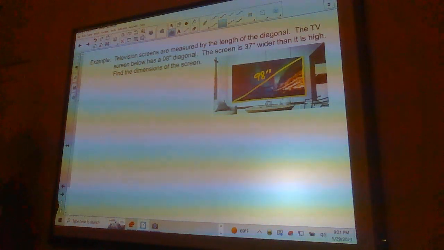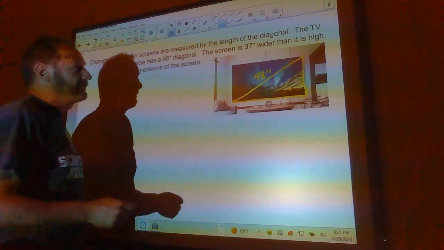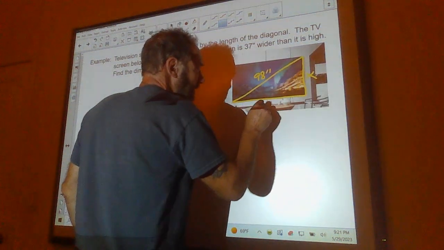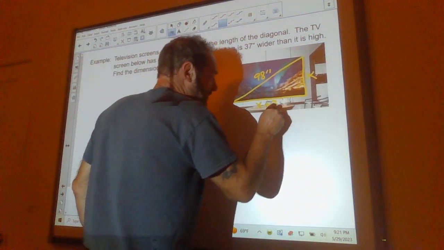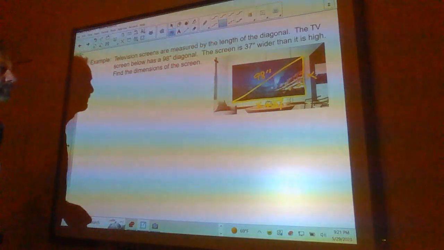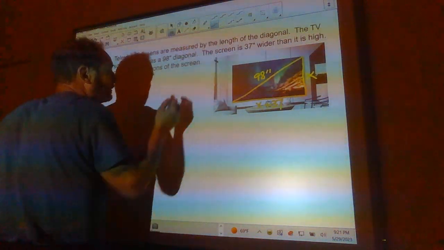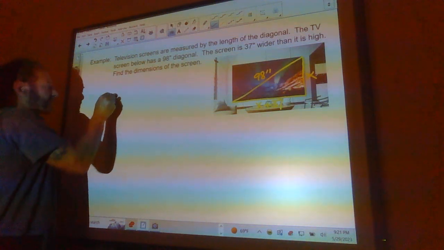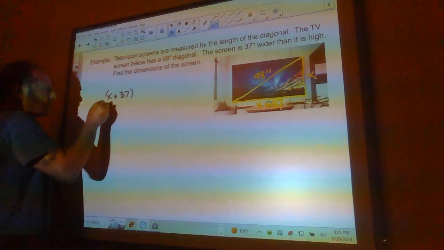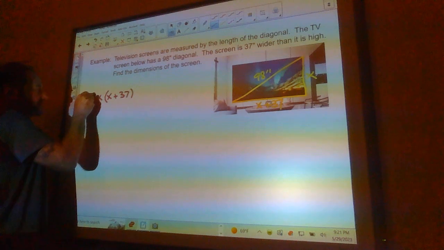Okay? Now, it says the screen is 37 inches wider than it is high. So if this is x, this would be x plus 37. Now I've got to find the dimensions of the screen. Okay, so I know that x plus 37 times x times 1/2.